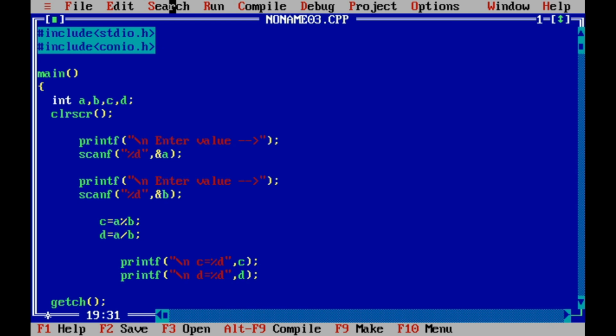Up to now we have completed the arithmetic operators plus, minus, multiplication, division and the modulo operator.